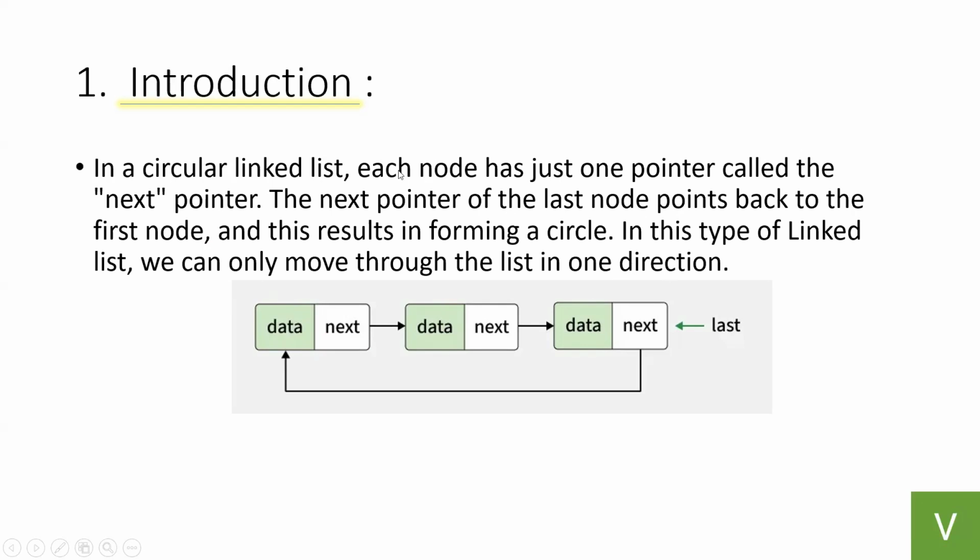Okay, now let us see the definition of a circular linked list. In a circular linked list, each node has just one pointer called the next pointer. The next pointer of the last node points back to the first node, and this results in forming a circle. So in this type of linked list, we can only move through the list in one direction. So it is only single direction, no bidirectional.